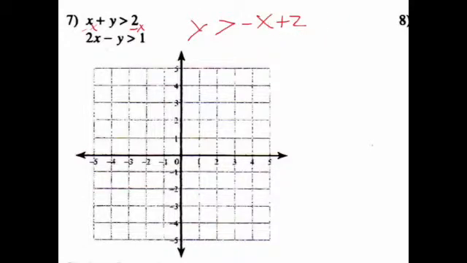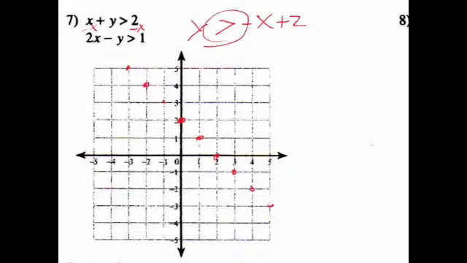So that's my first inequality. It has a y-intercept of positive 2. That's the number not with the x. The number in front of the x is my slope, which is negative 1. If there's no number there, the number's 1. So down 1, right 1, and that'll give me a point, and I can do that lots of different times. Down 1, right 1, up 1, left 1, up 1, left 1, up 1, left 1.